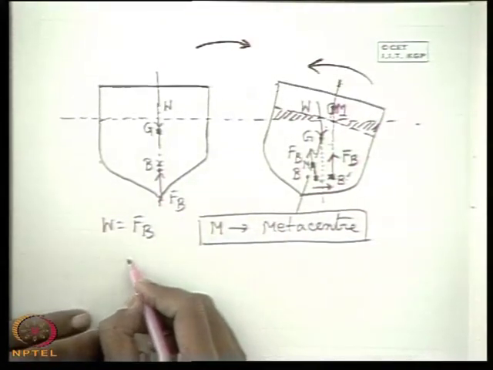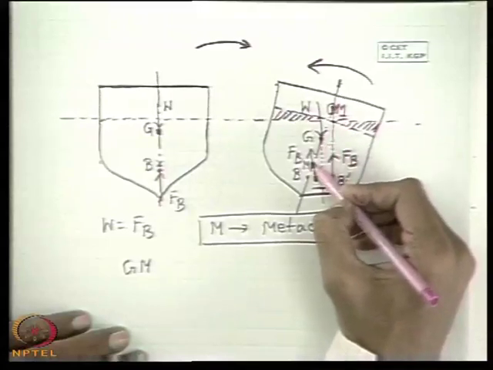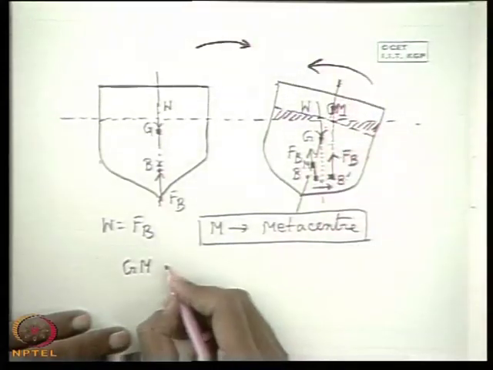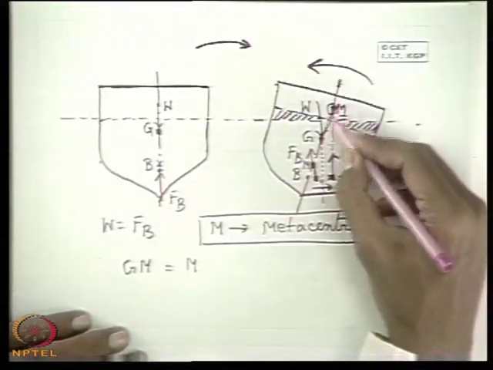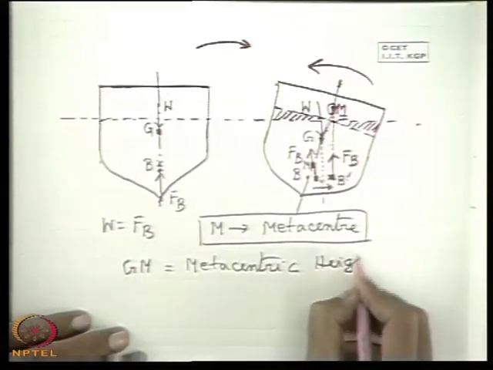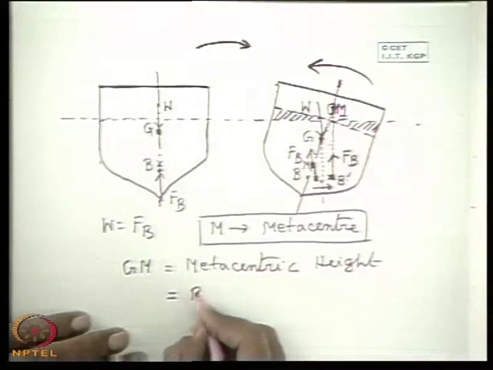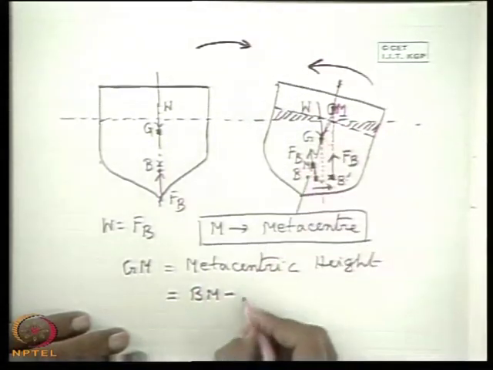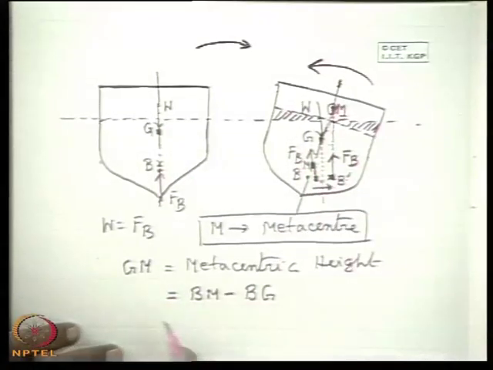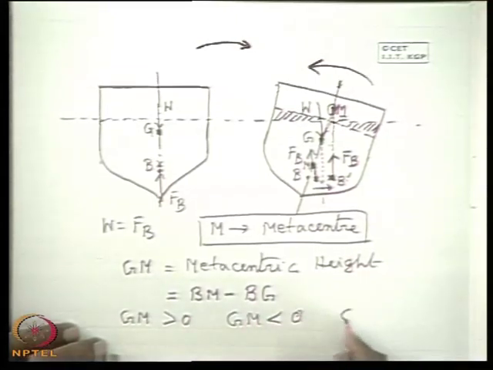And the height GM, that means the height from the center of gravity to the metacenter along this old vertical line, or the line of symmetry, is known as the metacentric height. That means GM, this distance, is the metacentric height, which can also be written as GM equals BM minus BG. If you write like that, when the metacenter is below the center of gravity, GM is negative. That means we can tell GM is greater than 0, GM less than 0, and GM equal to 0.